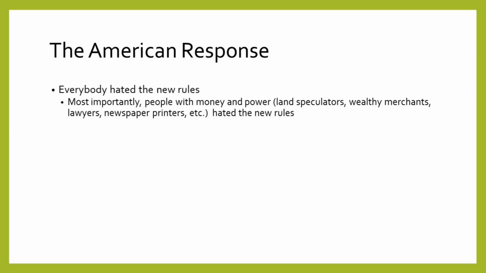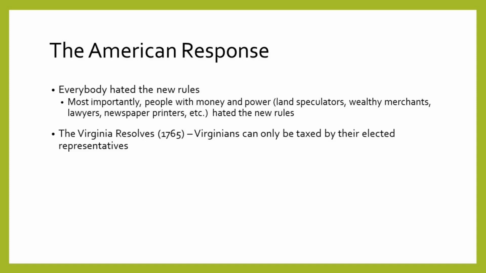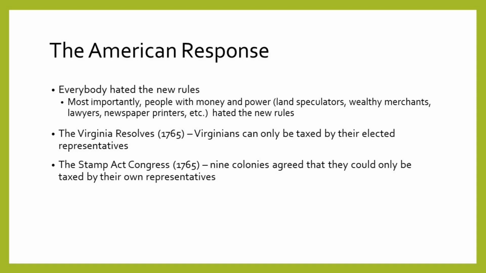The backlash they helped drive came swiftly in the form of the Virginia Resolves, which stated that Virginia could only be taxed by their elected legislature and not by Parliament. In Massachusetts, they called for an intercolonial assembly called the Stamp Act Congress, which met later in the year with representatives from 9 colonies and reaffirmed the ideas that the colonies could only be taxed by their own representatives, although it did also state that the colonies should be subordinate to the government in London. They still weren't advocating for independence yet.